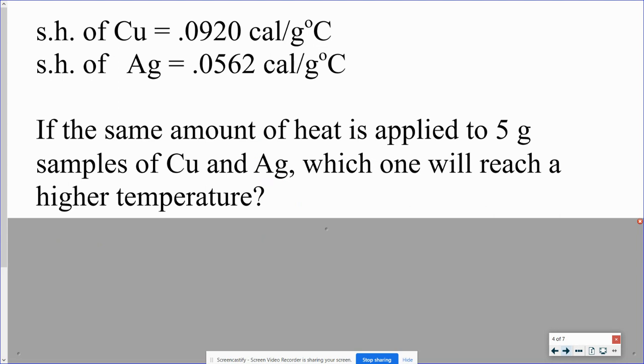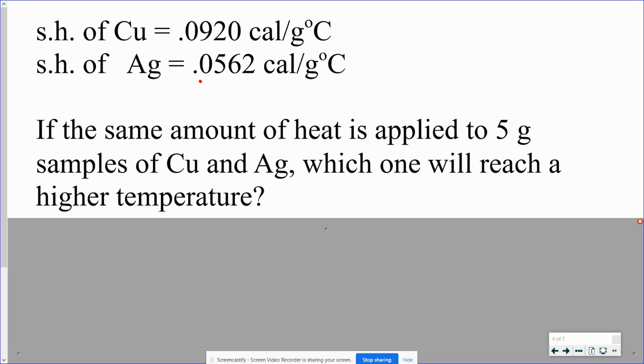So if the same amount of heat is applied to 5 gram samples of copper and silver, which one will reach a higher temperature? So when we look at the specific heat values, copper takes 0.0920 calories per gram degree Celsius. Silver takes 0.0562 calories to heat up 1 gram, 1 degree Celsius. So copper takes more heat to heat up every degree than silver.